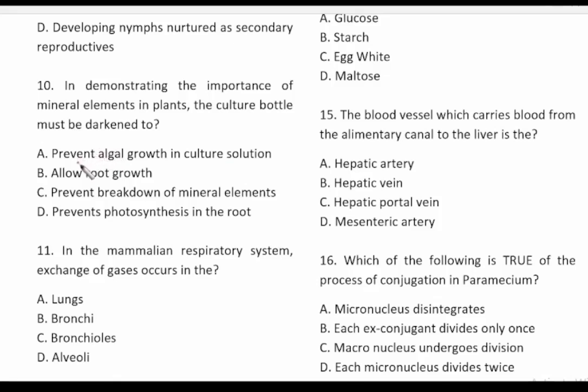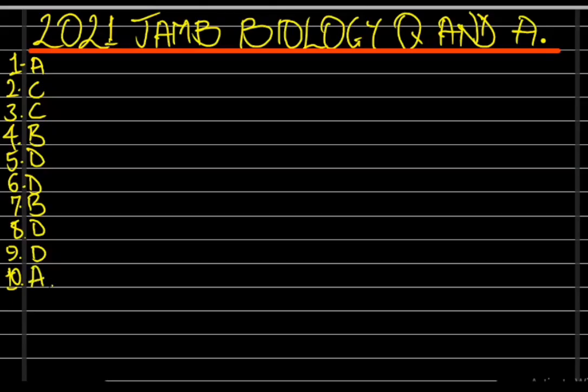So it is usually used to prevent algal growth, because when there is a penetration of light into the bottle or the content of the culture medium of the culture bottle, there is usually the possibility of formation of growth of algae, and so it will definitely interfere with the mineral experiment that is taking place. So that is the reason why we use amber bottles or culture bottles with darkened color. So it is to prevent algal growth. That is option A. So we'll move to question 11 now.